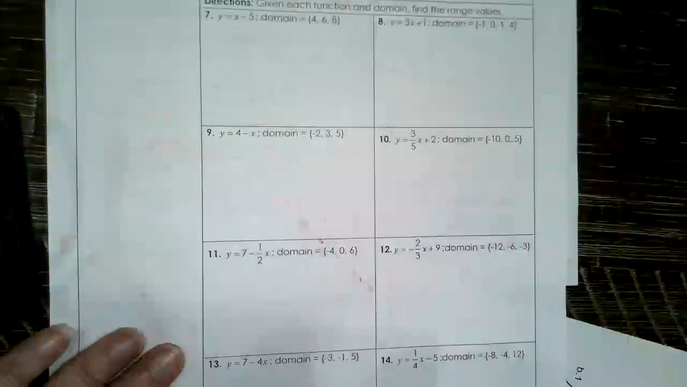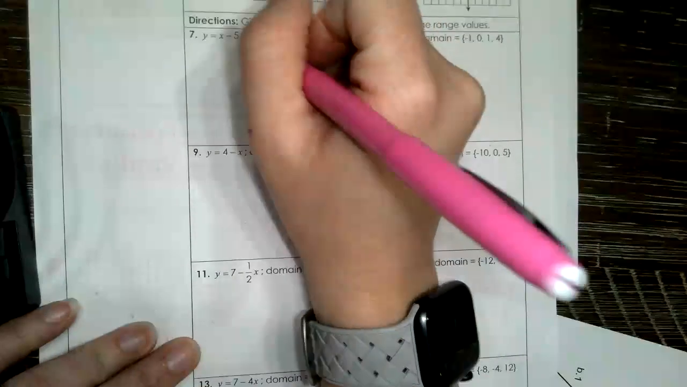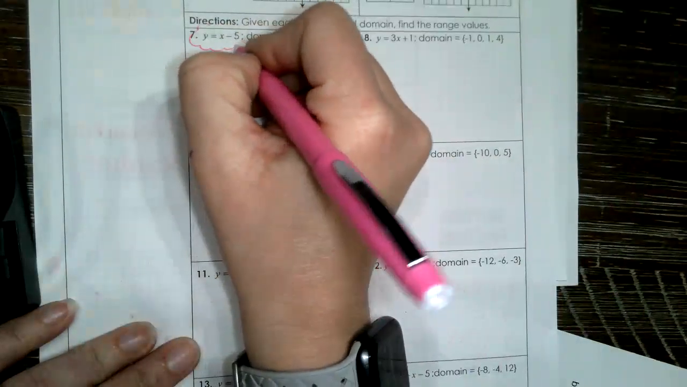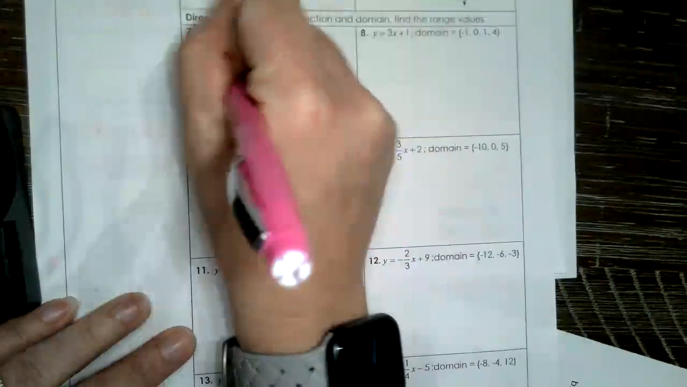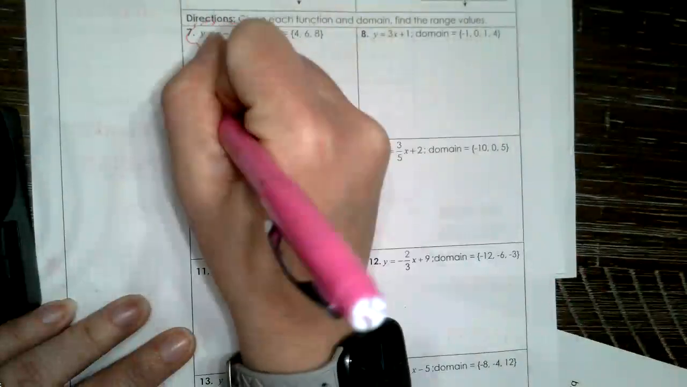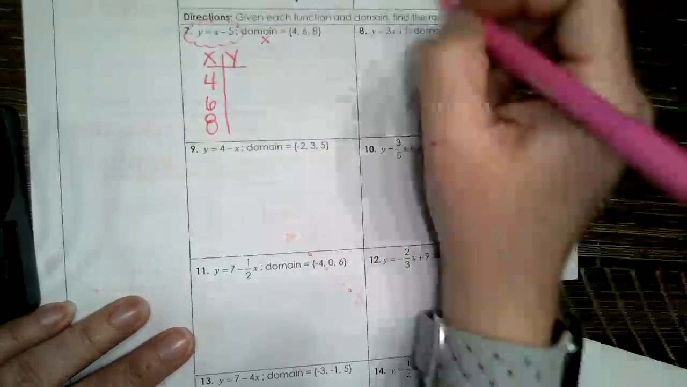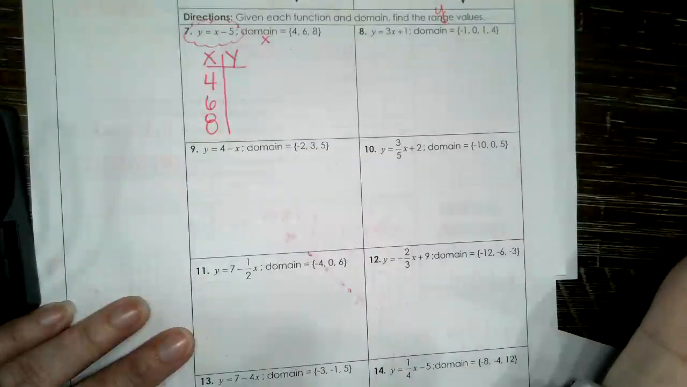And then I'm going to talk about 7 through 14 here. It says, given the function and domain, find the range values. Remember, domain is a fancy word for saying X values. They're giving us the equation, and they're giving us the X values. So if you make an XY table, they're telling us we're going to do 4, 6, and 8. We need to find out what the range is, what those Y values are, okay?